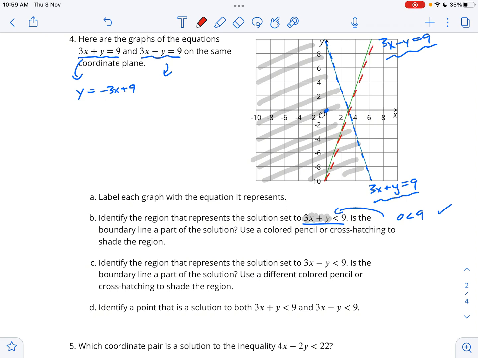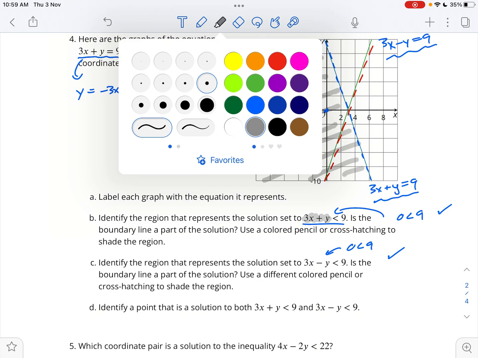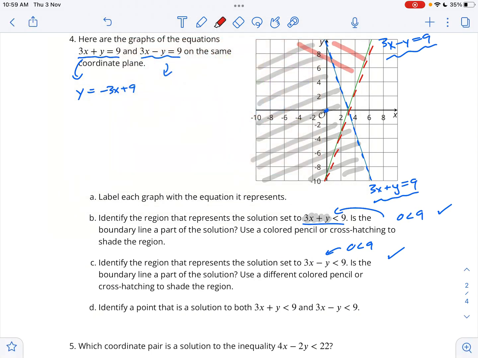And I need to figure out which side I'm going to shade. Well, if I put 0, 0 into this, I'm going to end up with 0 is less than 9. And so 0, 0 is a solution, and that means I'm going to shade everything to the right of that line. We'll do this in red to make it different. So it's going to be everything over here.